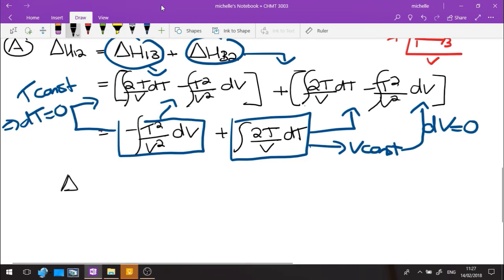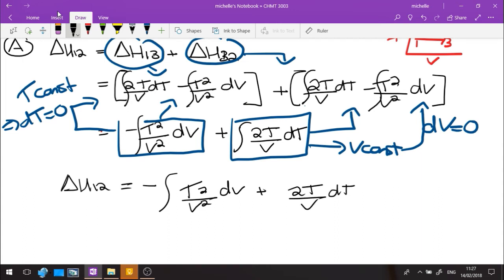And then you can find delta h12 is equal to, once you integrate it and substitute it in, negative t squared over v squared dv plus 2t over v dt. So where am I taking my dv from? From v1 to v2. Okay, so because this is v1 and this is v2. And then for my t in the second part, I'm taking it from t1 to t2.